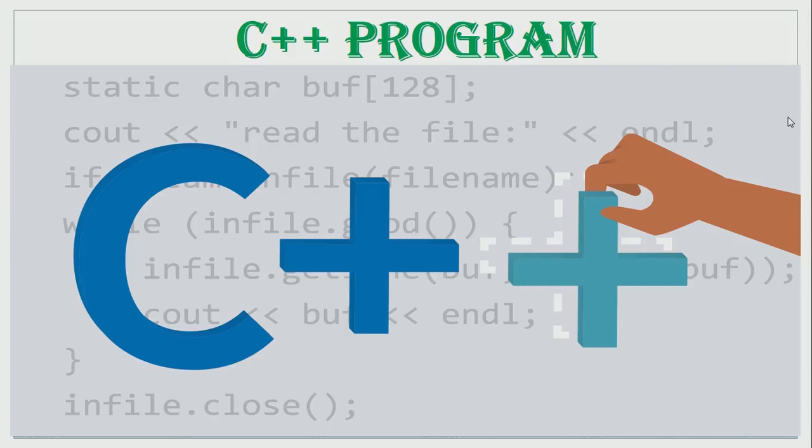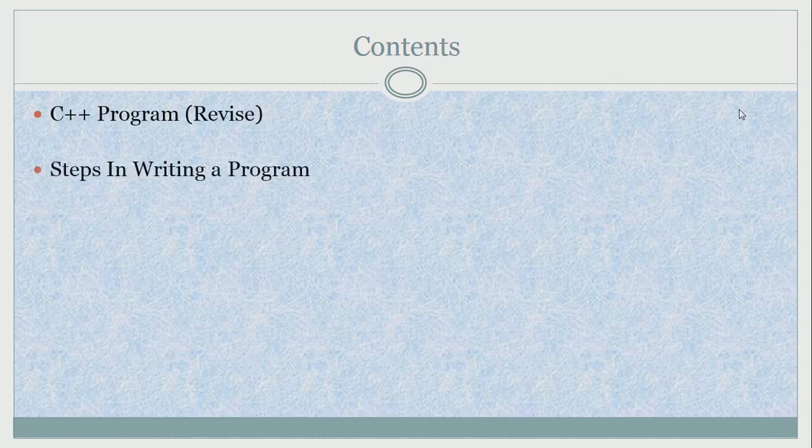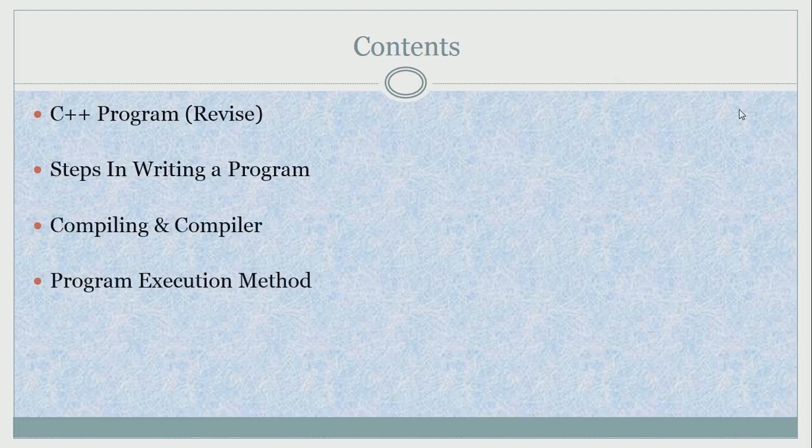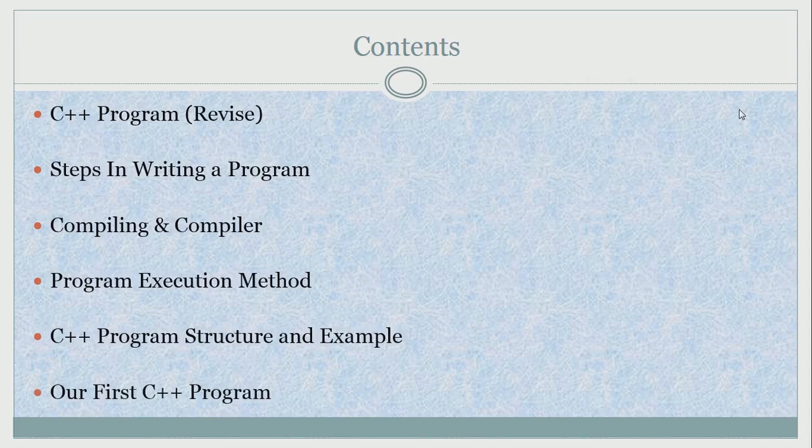So today we will write our first program in C++ and run it. In this lecture, we will revise the C++ program concept. We will look at the steps in writing a C++ program, what is meant by compiler, or you can say compiling, and the program execution method, and we will look at our basic C++ program structure, not in detail in this lecture, and then write a sample C++ program in DevC++ and run, or you can say execute it.